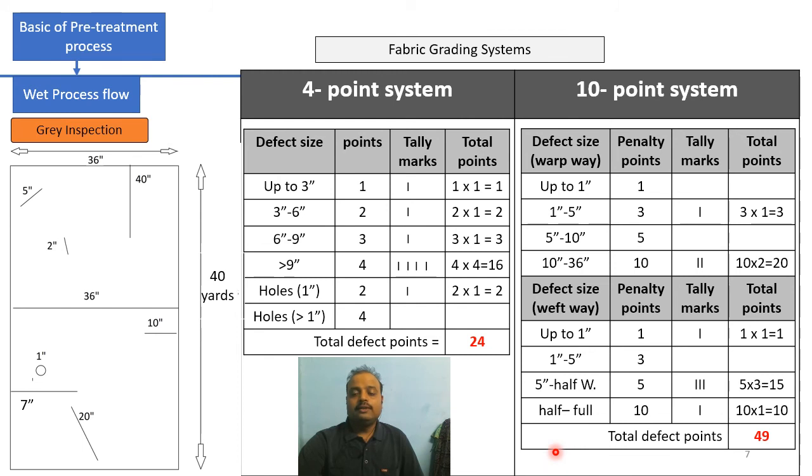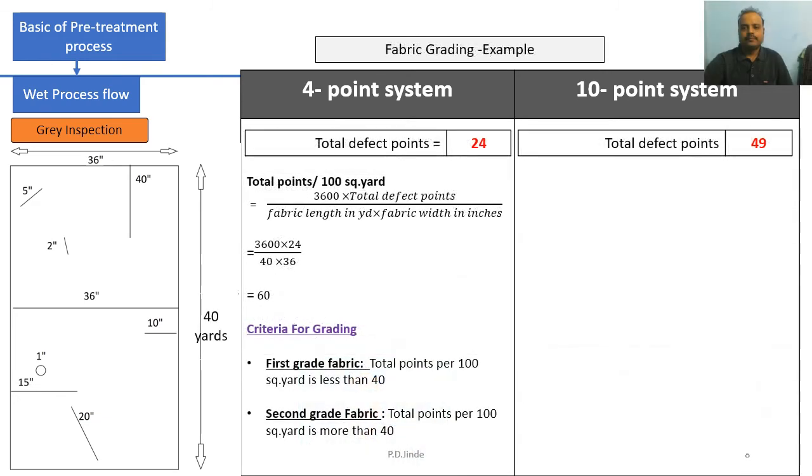So total defects according to a 10-point system is 49, and total defect points in 4-point system is 24. Let's talk about whether our fabric is first grade quality or second grade quality, according to the 4-point system and according to the 10-point system. Earlier we already calculated the defect points is equal to 24, and total defect points according to 10-point system is 49.